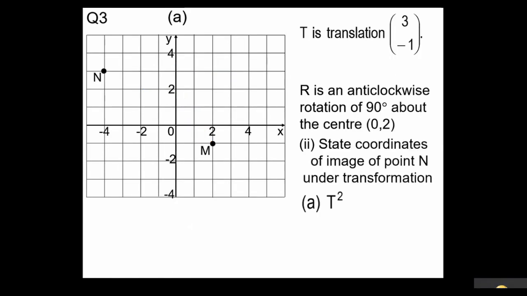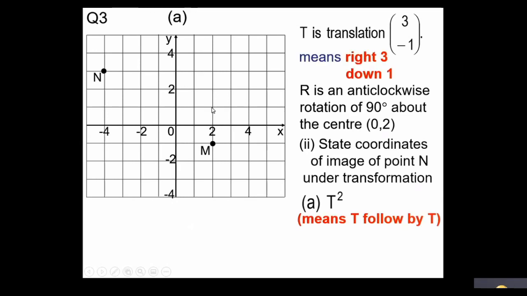Next, translation (3, -1). So you see part 2, state the coordinates of the image of point N under transformation T squared. T squared means TT. So you have to do this twice, translation 2 times, (3, -1). This is for point N, right? So 1, 2, 3, go down 1. 1, 2, 3, go down 1. Get (2, 1).